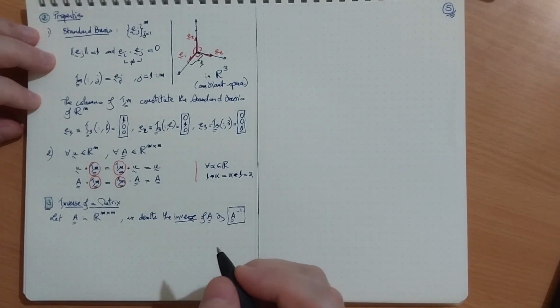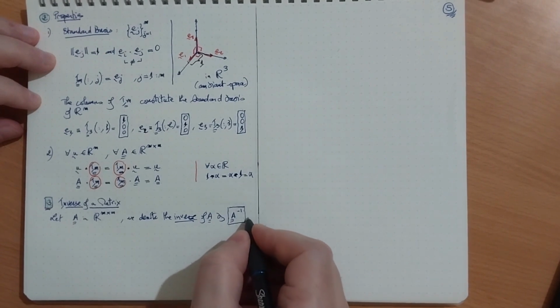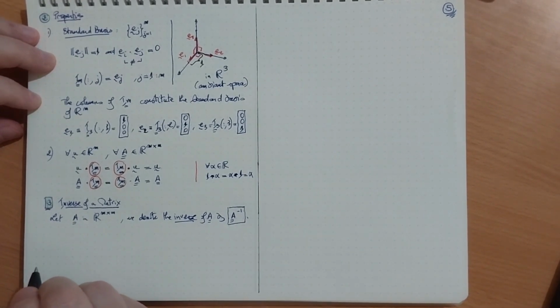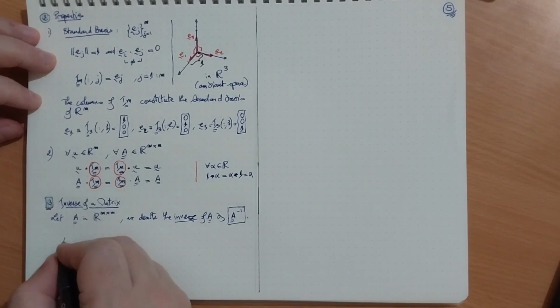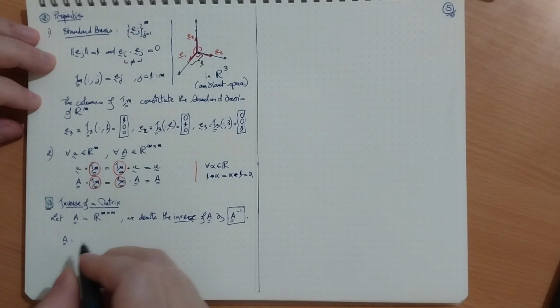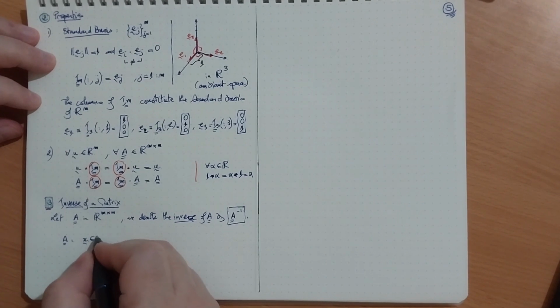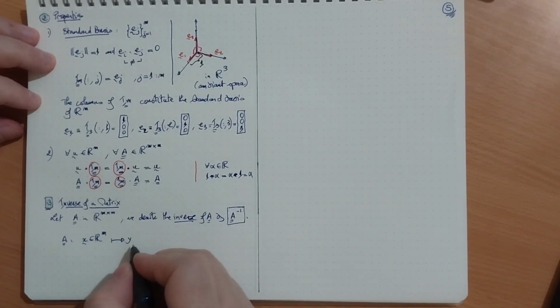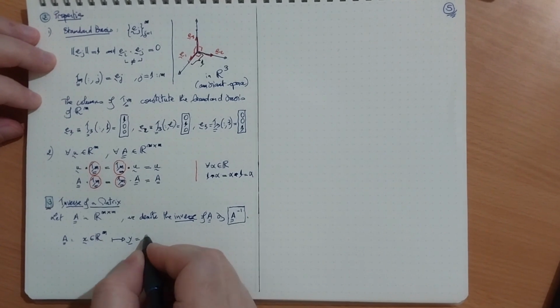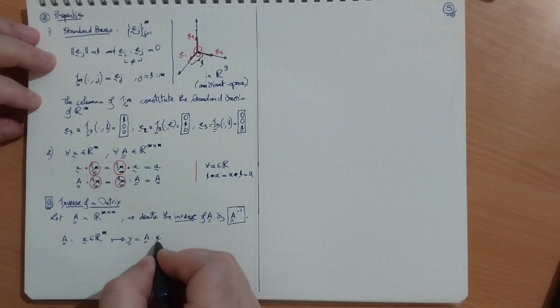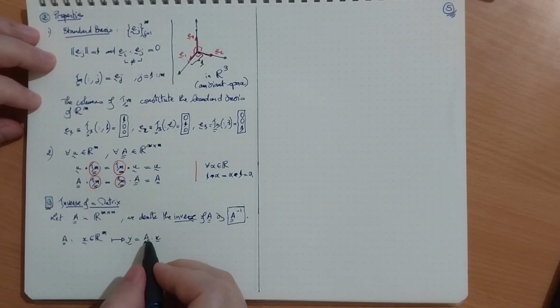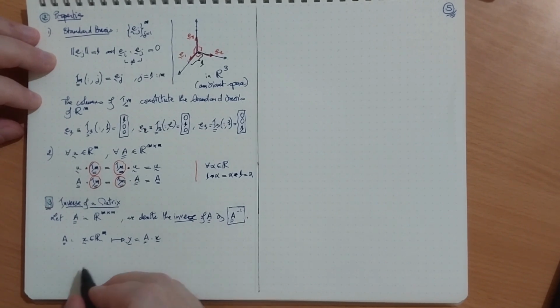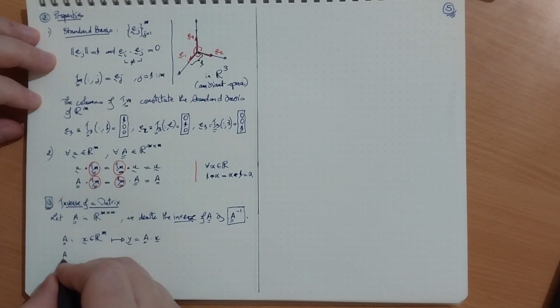And it represents the inverse of the linear mapping associated to A. So if A, to every vector X in Rm, associates the vector Y also in Rm, and that is equal to A dot X. So this is the linear mapping associated to the matrix A: to x, we associate y. The inverse is defined by the inverse matrix.